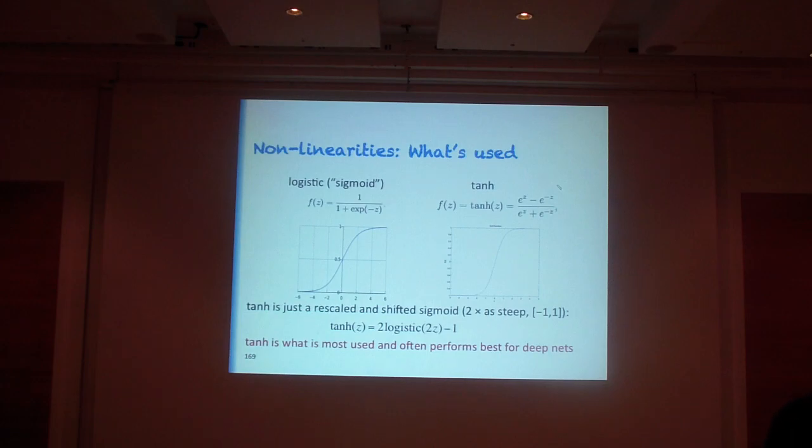So one particular question we get asked is, well, what kind of nonlinearities should we use? We've already seen the sigmoid. It was one of the first kinds of nonlinearities people explored for neural nets. The hyperbolic tangent is very similar. It's just a scaled and shifted version of the sigmoid.